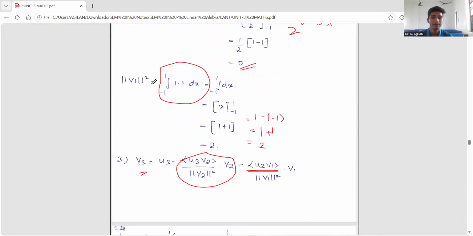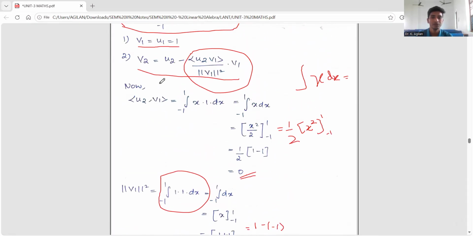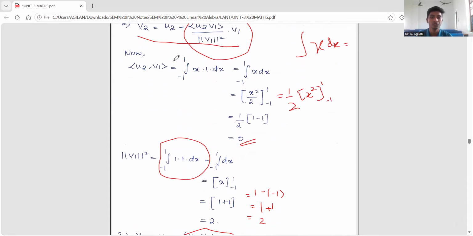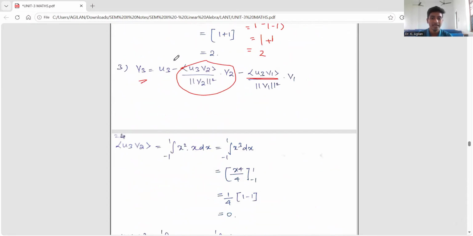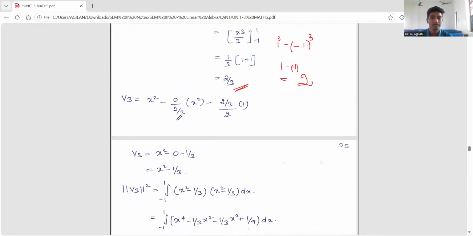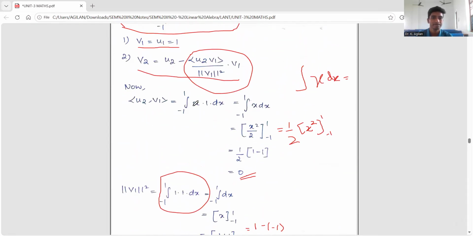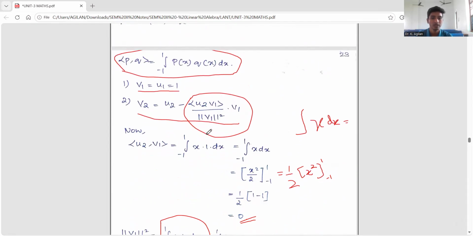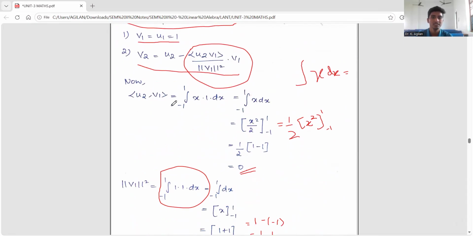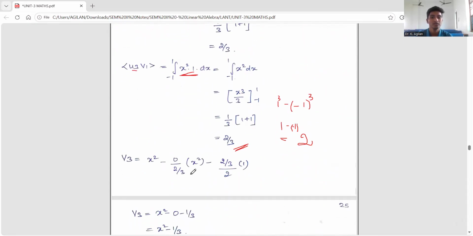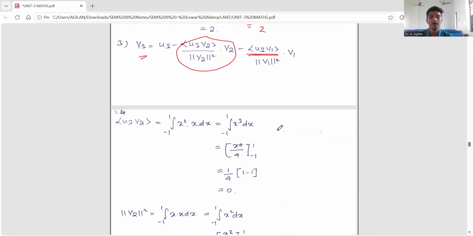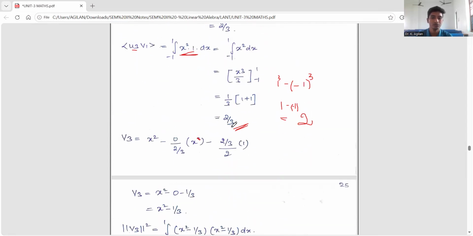And V2 is nothing but, this term only vanished. So V2 is nothing but U2. What is U2? U2 is nothing but x. So here x only, not x square. U2 is x only. Here x minus inner product of U3 comma V1, it's nothing but 2 by 3.